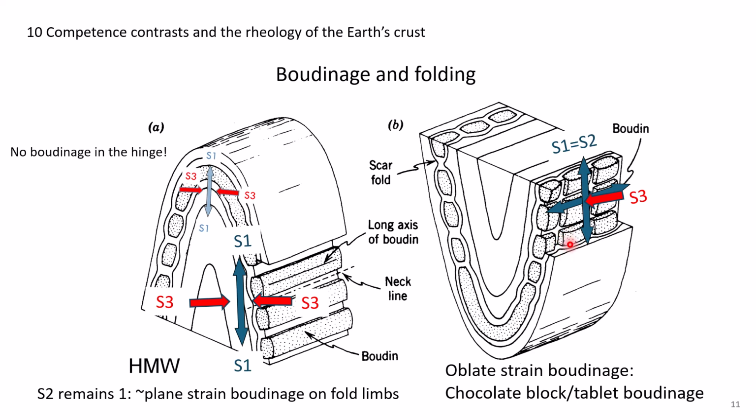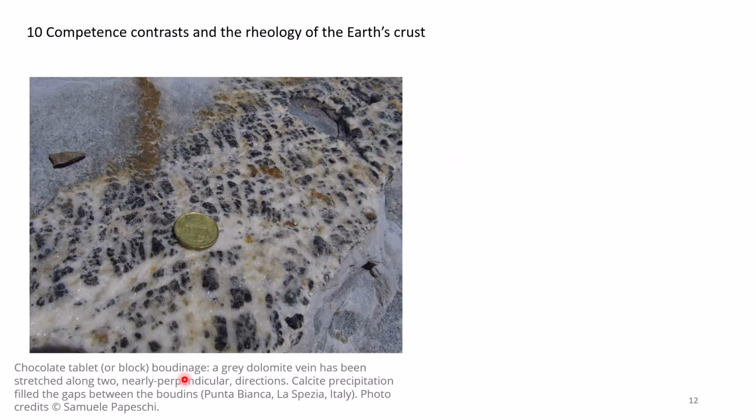This type of boudinage we refer to as chocolate block or chocolate tablet boudinage. Chocolate block boudinage is quite common in the field, but not often well exposed. Here we see an example that shows us a glimpse of how chocolate block boudins look. We see here this dark gray blackish layer of dolomite, which underwent chocolate block boudinage, and the gaps were filled in by calcite, which is white.